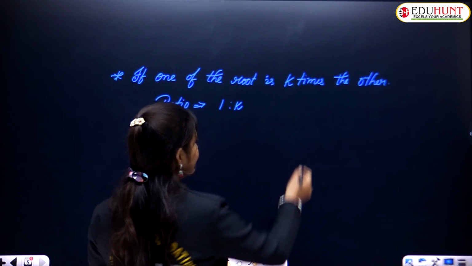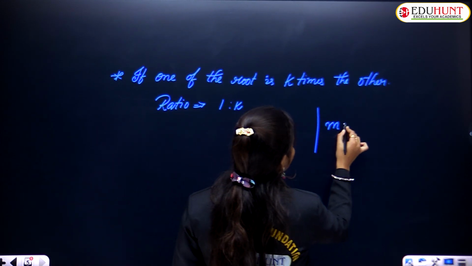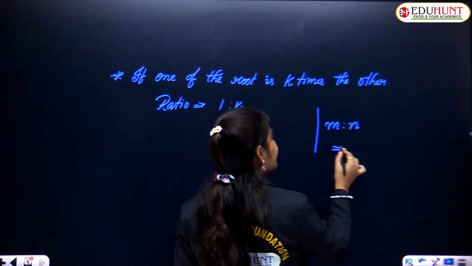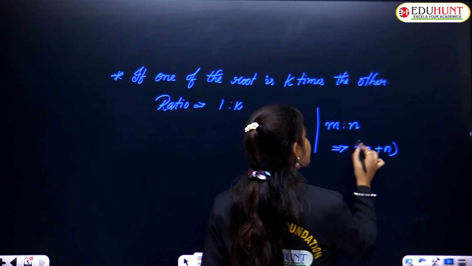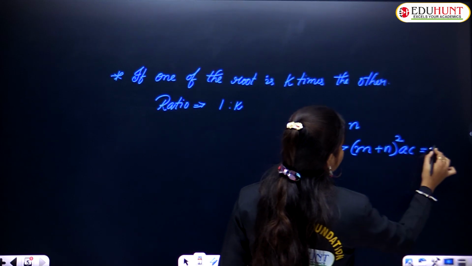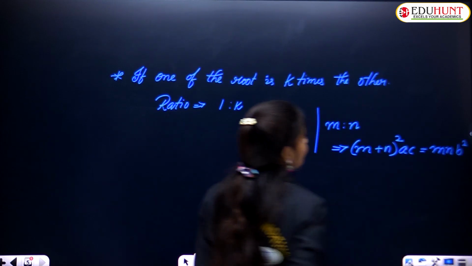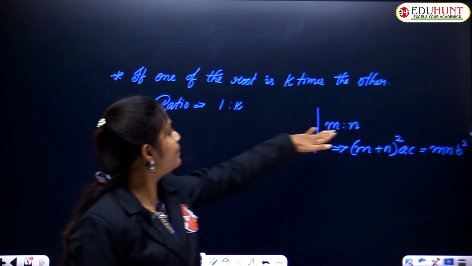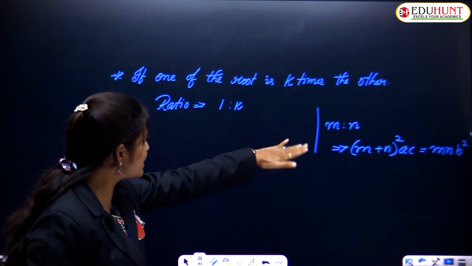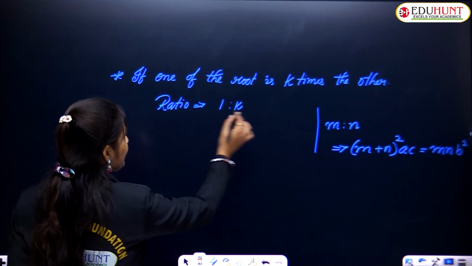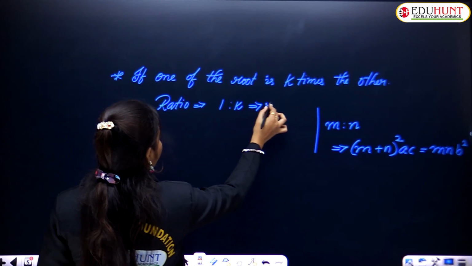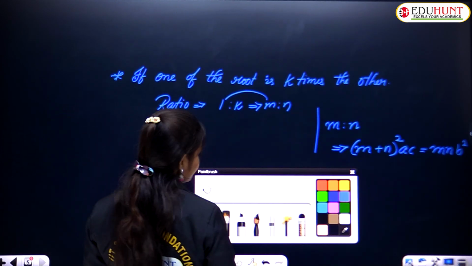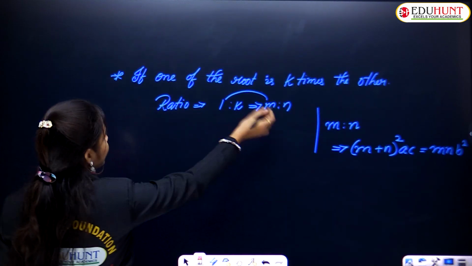So what is the formula if the given roots are in the ratio m is to n? What is the condition? What we discussed: (m plus n) whole square into ac is equal to mn b square. By using this condition, with m is to n being 1 is to k, just simply substitute the values. Compare this with m is to n, so m is equal to 1.